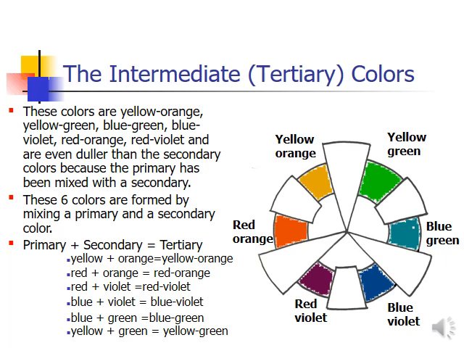So primary plus secondary equals tertiary. Yellow plus orange equals yellow orange. Red plus orange equals red orange. Red plus violet equals red violet. Blue plus violet equals blue violet. Blue plus green equals blue green. At the end, we have yellow plus green equals yellow green. So you put the tertiary colors in this way on the color wheel.